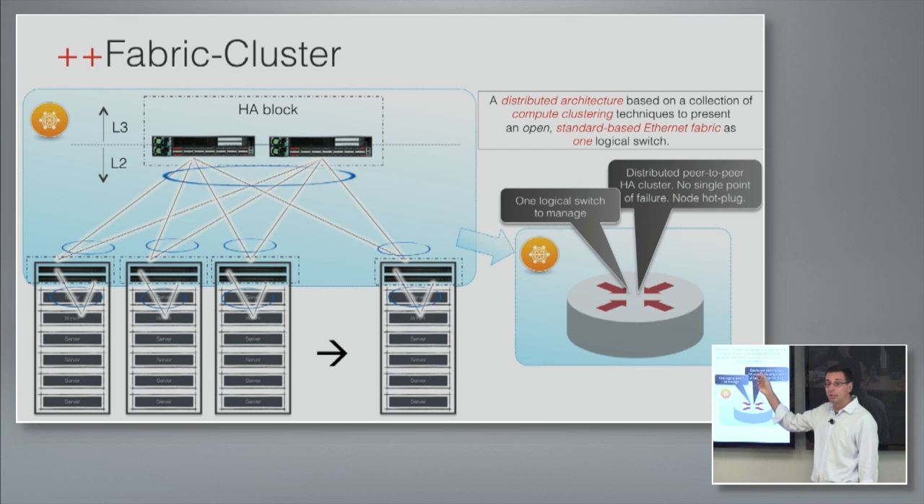Interestingly, it's completely distributed and peer-to-peer, so there's no centralized bottleneck or central controller. There's no single point of failure. Every node is a hot plug, so you can lose a switch, you're losing 48 ports of a logical switch.